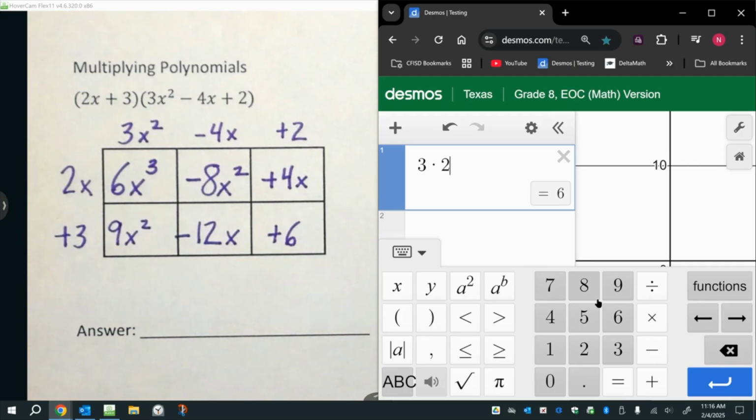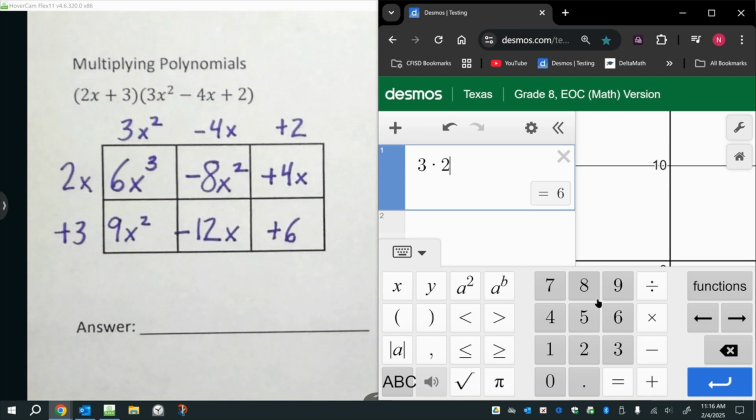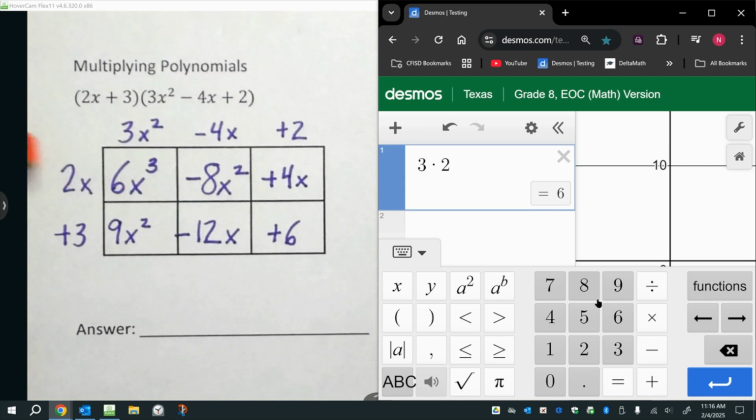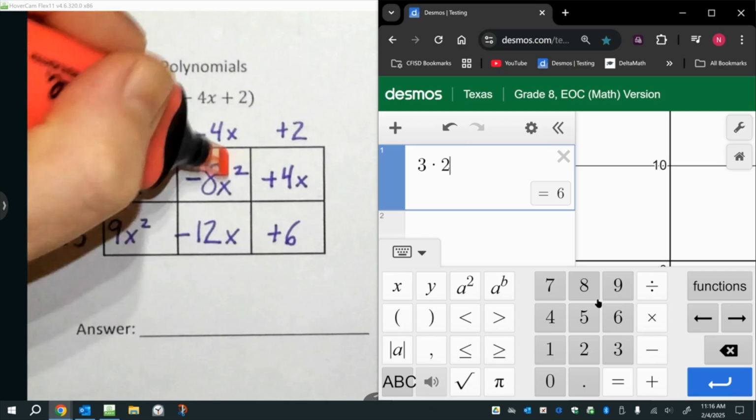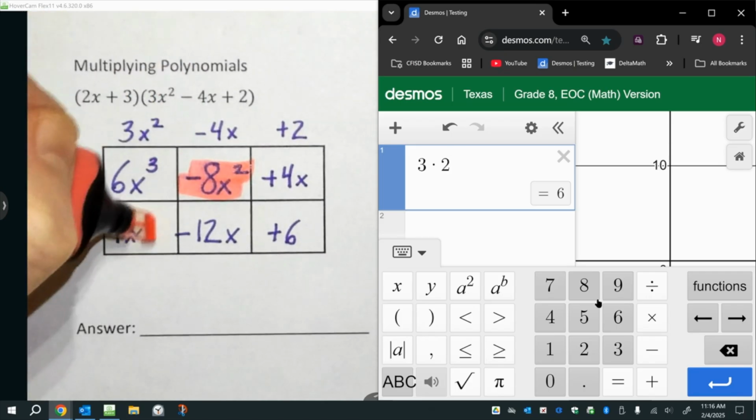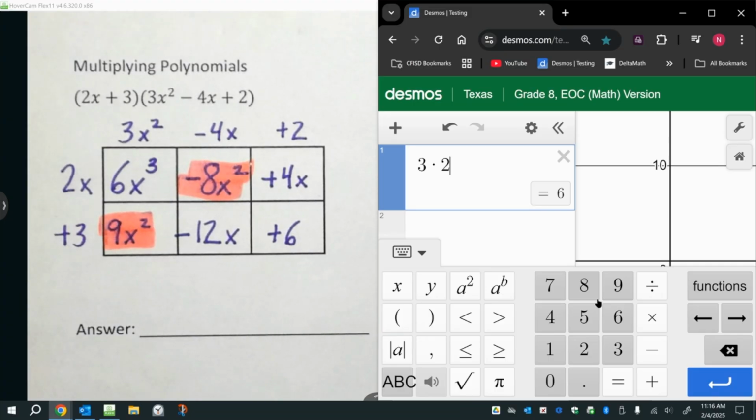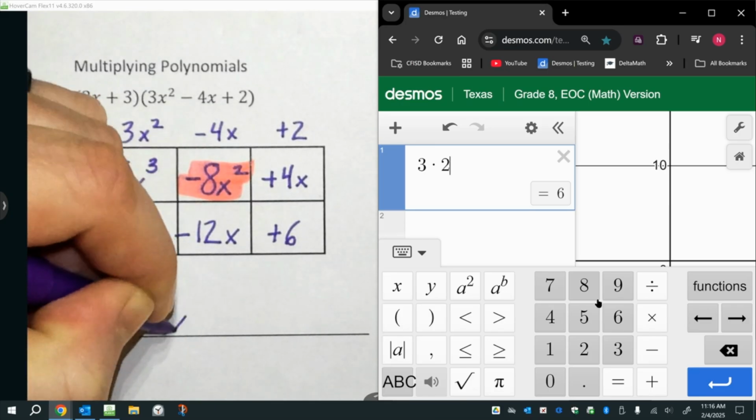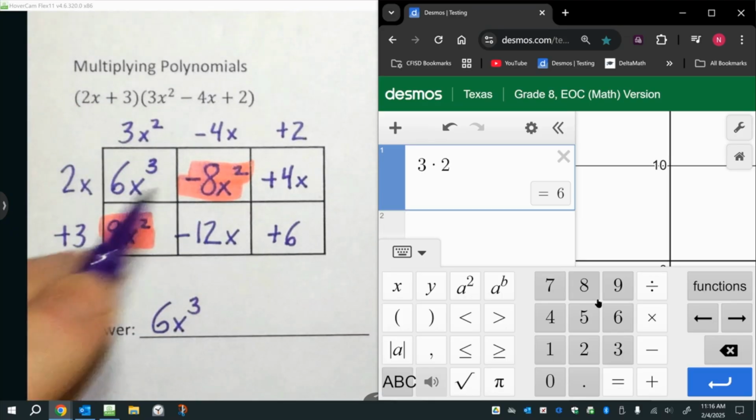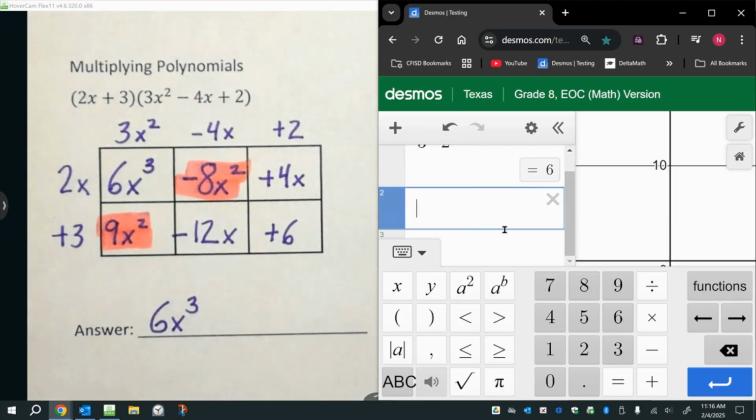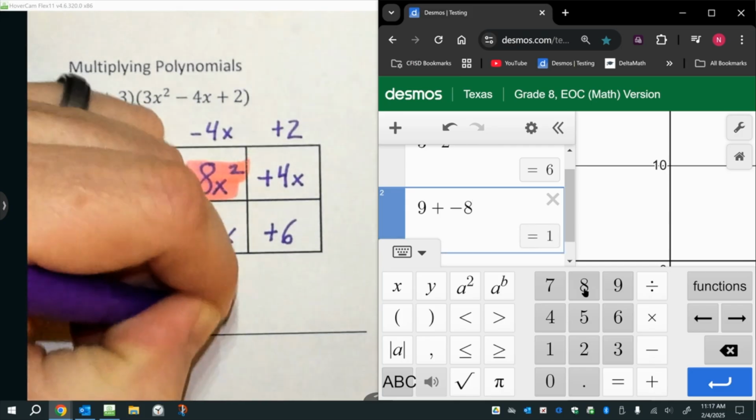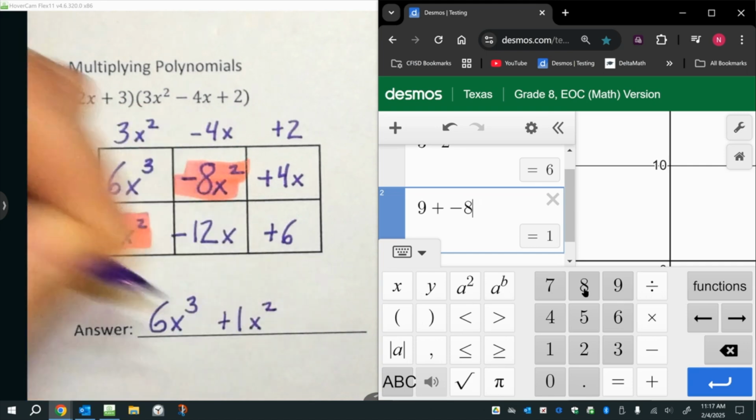Now I want to see, do I have like terms? And if I have like terms, then I am going to add them together. So now I grab my highlighter. I say, okay, I got x cubed, I got x squared, I got 4x squared. Oh, 9x squared. Okay. And nothing else is an x squared. Okay. So we have 6x cubed. 9 and negative 8, so we're adding those now. I have a 9 plus a negative 8, and that's 1. So this is 1x squared.